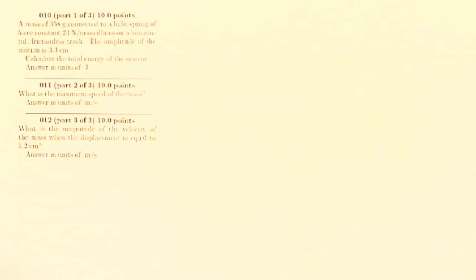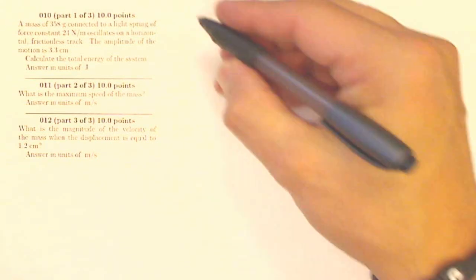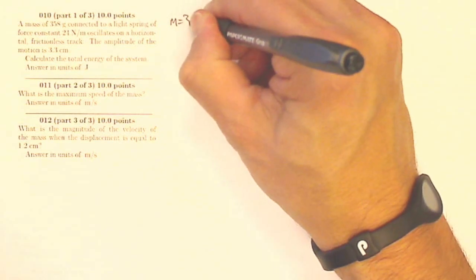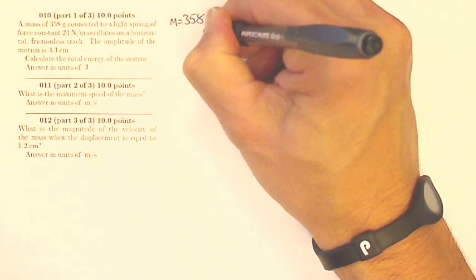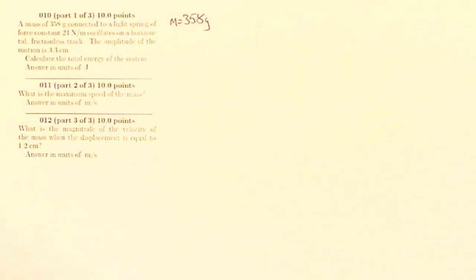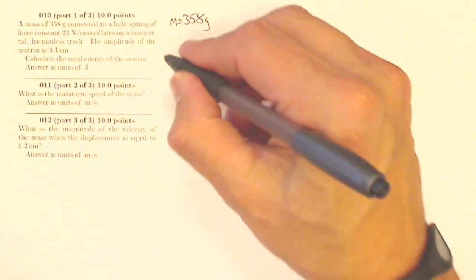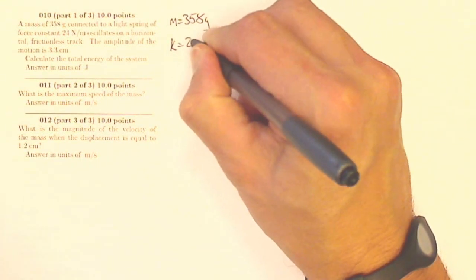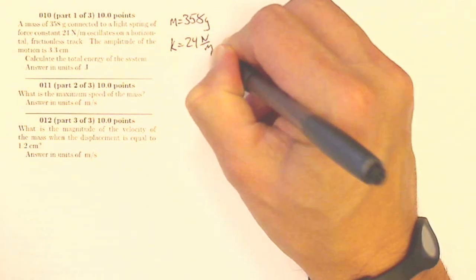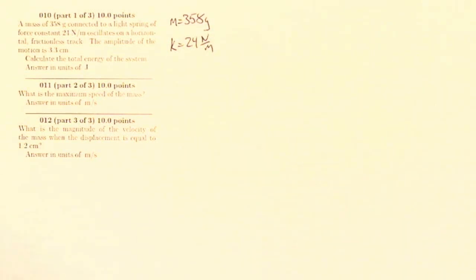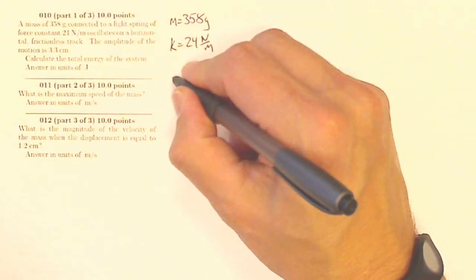Question number 10, a mass of 358 grams, so M equals 358 grams, is connected to a light spring of force constant 24 newtons per meter, so my K equals 24 newtons per meter. It oscillates on a horizontal frictionless track. The amplitude of the motion is 3.3 centimeters.